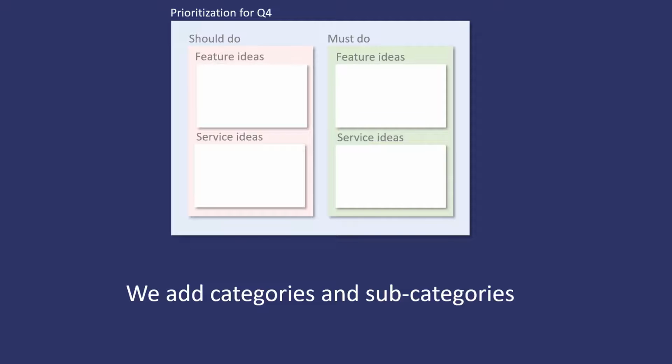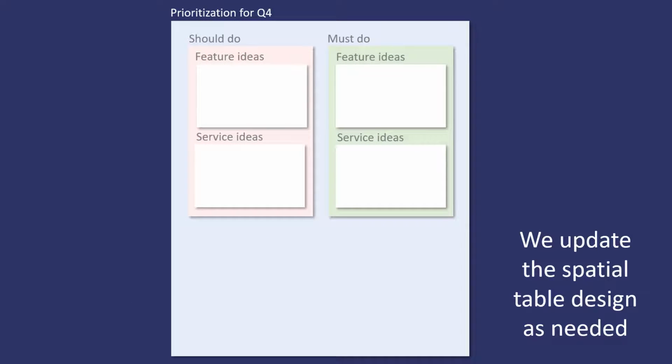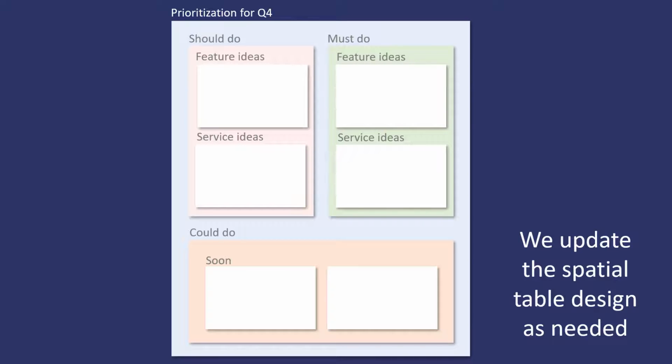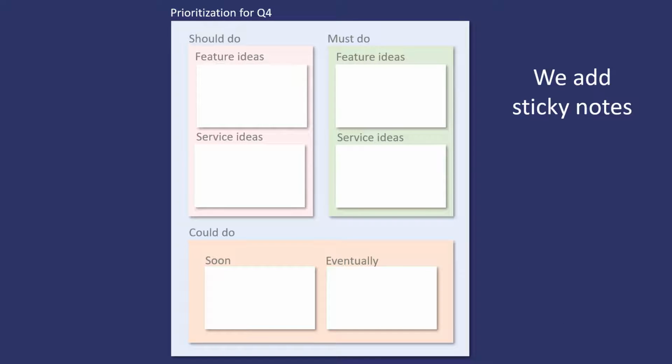So let us do that. Let us add another category at the second level, which would be a could do category. In this way, we can start prioritizing things in order of what we should do, what we must do, and what we could do. We would want to subdivide the could do category, the could do rectangle, into a soon and eventually subcategories. Okay, we have gone far enough into building the structure of our spatial table for an illustration example.